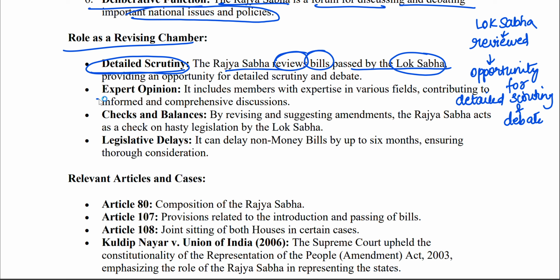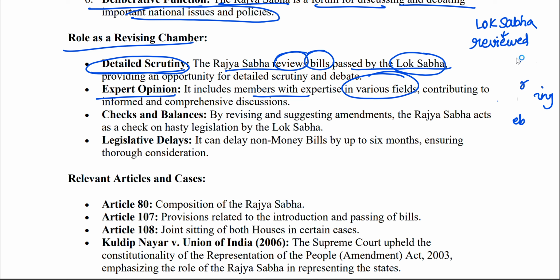Right, now expert opinion. It includes members in various fields contributing to informed and comprehensive decisions. Therefore we get expert opinion because there are members who are included in various fields.